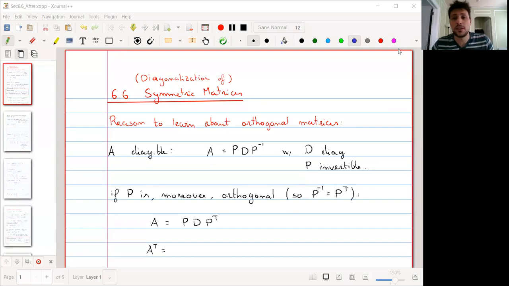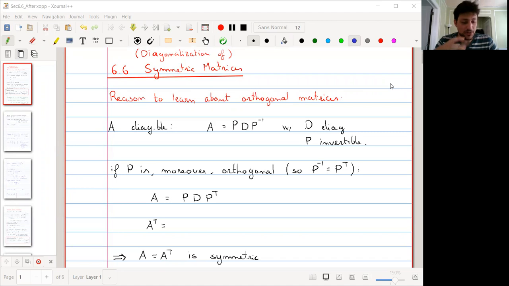Hello, everyone. This video is about symmetric matrices, and in particular, we'll talk about the properties of their diagonalization. So symmetric matrices are tightly related to orthogonal matrices, and here's the reason why. We've been thinking about orthogonal matrices recently, but let's see what happens when we have a diagonalizable matrix with a matrix P that is orthogonal.